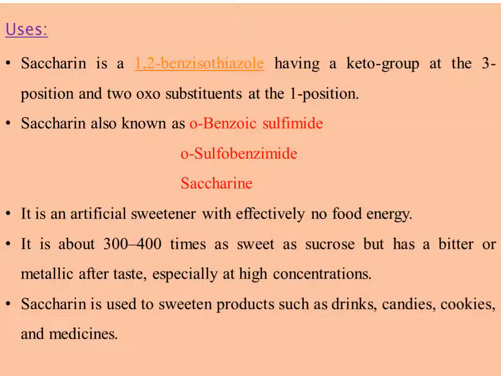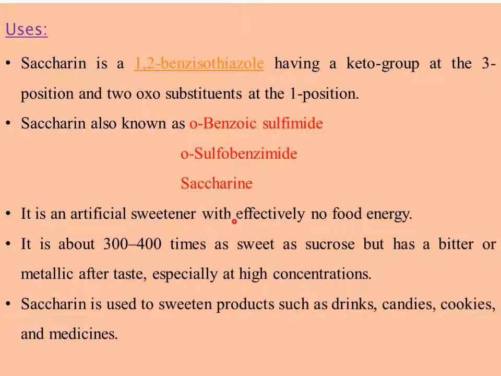So saccharin is 1,2-benzisothiazole. At the first and second positions there are sulfur and aza. Thia is sulfur, aza is nothing but nitrogen, located at the first and second positions. So saccharin is 1,2-benzisothiazole having a keto group at the third position and 2 oxo substituents on sulfur at the first position. So these are the other names for saccharin. Orthobenzoic sulfimide or orthosulfobenzamide are also written for saccharin.